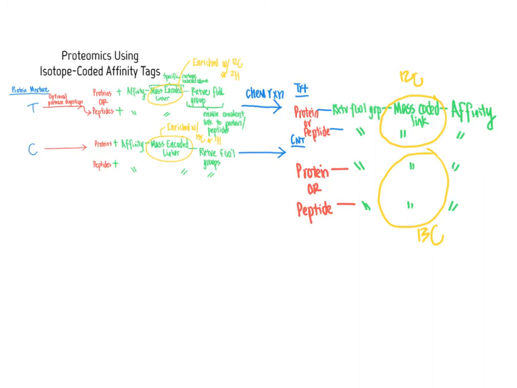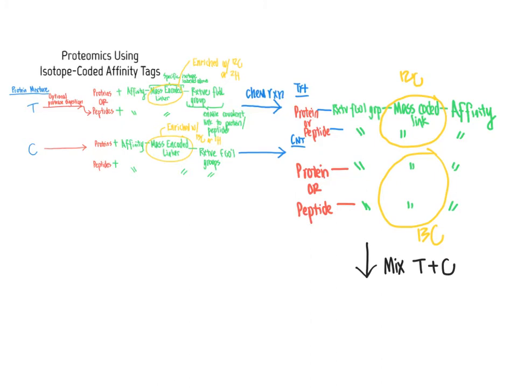And so your treatment and control sample will differ in terms of their isotope label, and that will enable us to distinguish between proteins that originated from the treatment versus those that originated from the control. So after we have tagged our proteins here with these different isotope labeled tags, what we can do is mix the proteins from the treatment and control sample, because now we will be able to distinguish between them due to the fact that the treatment samples have a carbon-12 mass-coded link. The control samples, on the other hand, have a carbon-13 mass-coded link there.